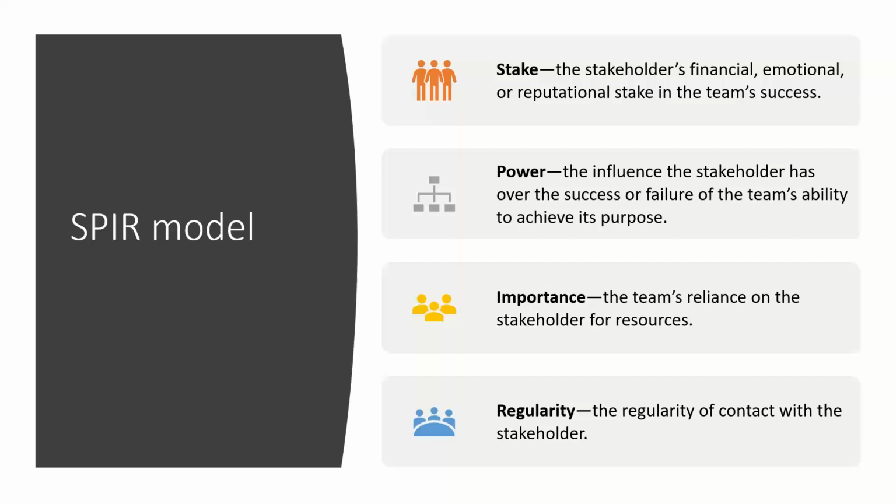But of course, some stakeholders you'd only deal with once a year, right? So that would be rated lower than it would be if you're dealing with them day to day or weekly. So you rate each stakeholder on a scale of 5, 4, 3, 2, 1 on stake, on power, on importance, and on regularity. And then, of course, what you do is you add up your scores and you'll find out very quickly who your top 5 stakeholders are.